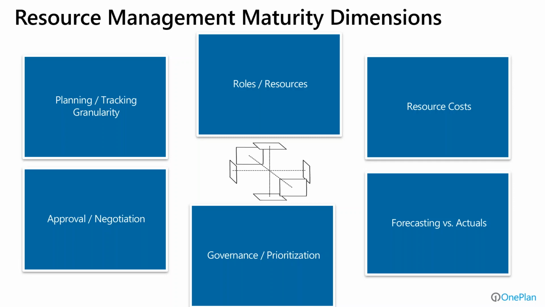We talked about matrixed organizations, that approval negotiation. Do you want to tackle an approval negotiation process where projects request resource types, and then functional and resource managers have to approve and then provide the resources that are being requested?